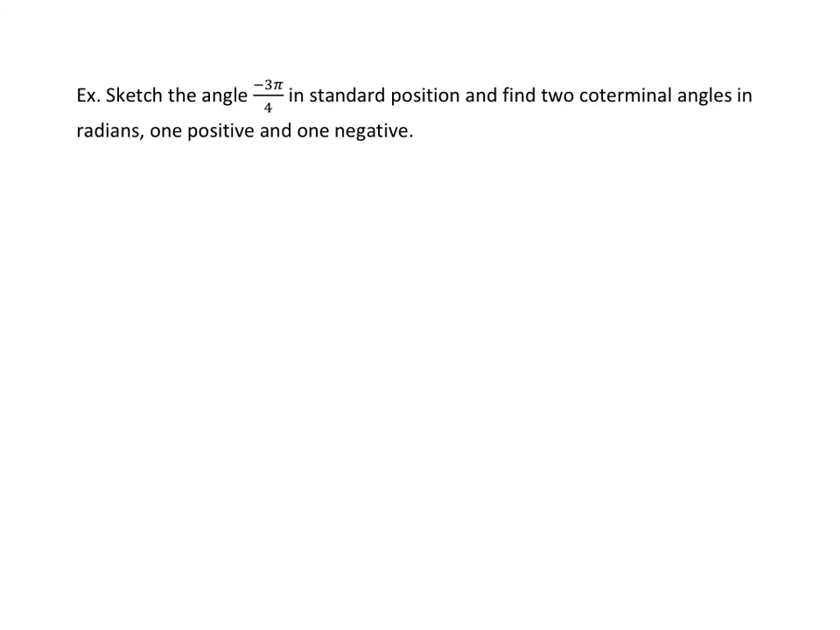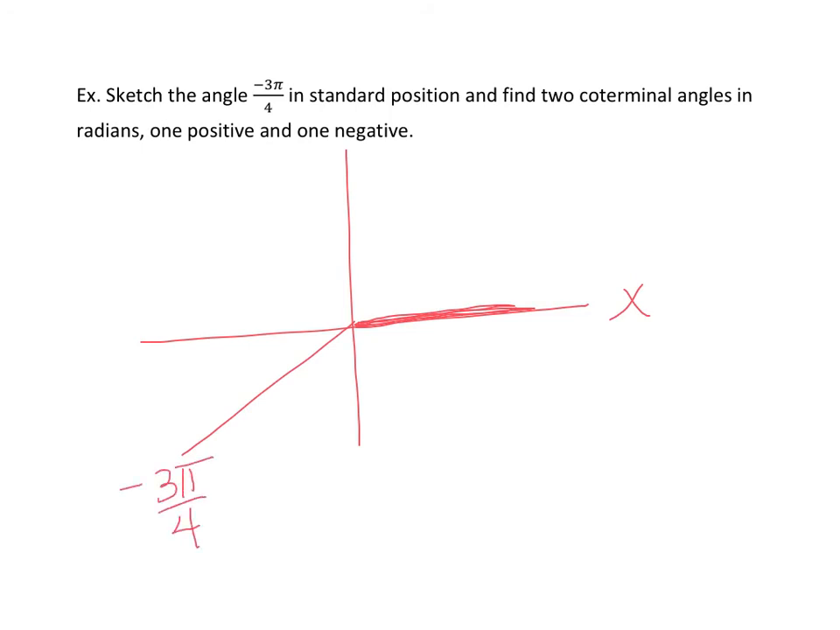Okay, sketch the angle negative 3 pi over 4 in standard position and find two coterminal angles in radians, one positive, one negative. Same story. This time it's negative, which you remember what that means. It means we're going to go clockwise. So my angle is going to start here on the positive x-axis. We need to swing it 3/4 of the way through. Well, we know this is a whole pi. So if I need to go 3/4 of the way, I'm going over here. So this is our negative 3 pi over 4. Standard position. It's going from the positive x-axis, swinging clockwise.